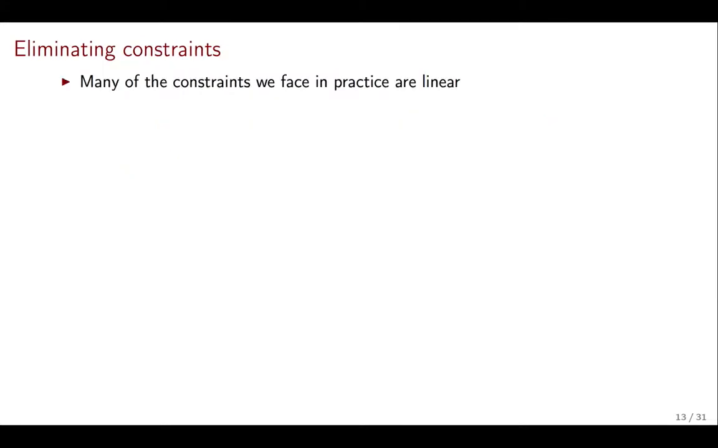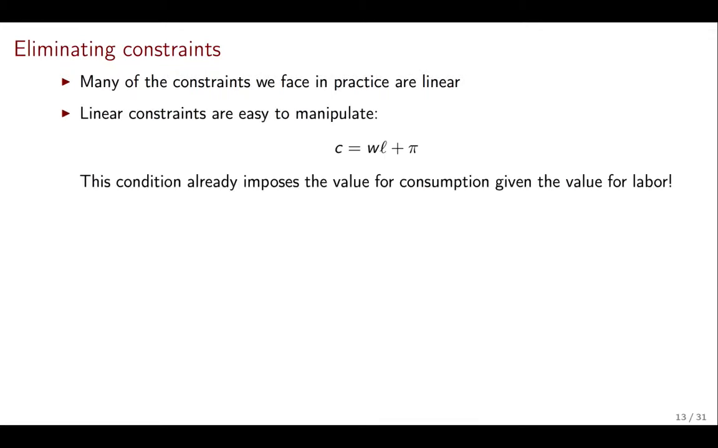So, eliminating constraints. This is often very easy for us because many of the constraints we face are linear. That's the case of the constraint we had before, the budget constraint. They are very easy to manipulate. In fact, this one is already ready for us to use. It tells us that the level of consumption is completely given by the level of labor. If you want to consume more, you need to work more, get more labor income, then transform that income into consumption. That's the only way.